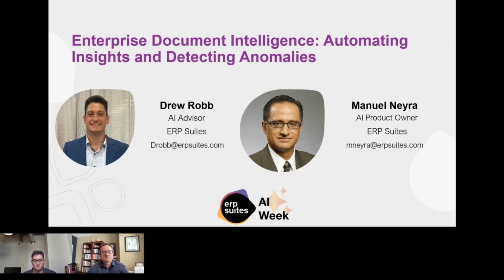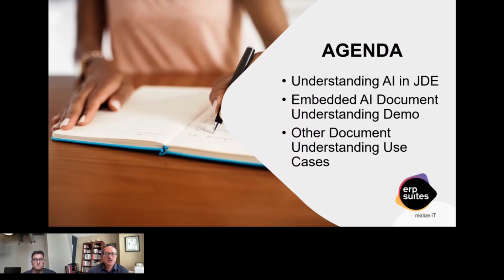So with that, let's go ahead and move to the next slide, please, Drew. So the agenda is we'll talk a little bit about understanding AI within the context of JD Edwards, give you a little bit of context as well as the technologies that are involved in a sales solution with AI that we'll be discussing. We'll talk a little bit about embedding AI document understanding and the demo. So you'll see a live version of that. And then we'll also cover other use cases, and we'll have some time for questions at the end.